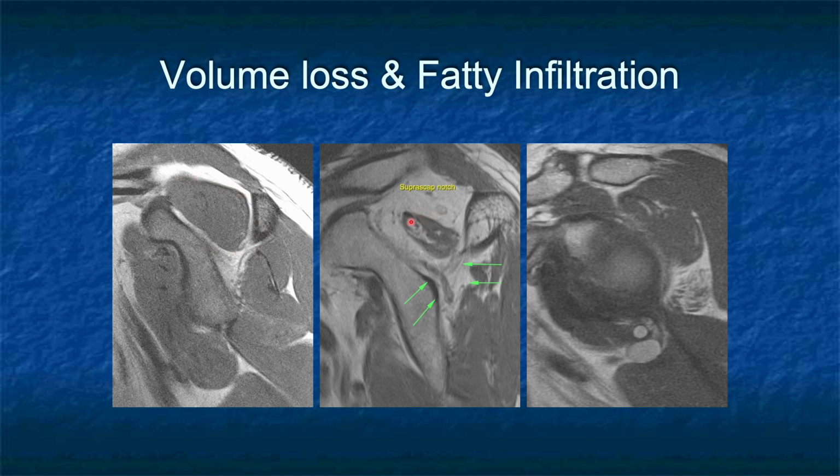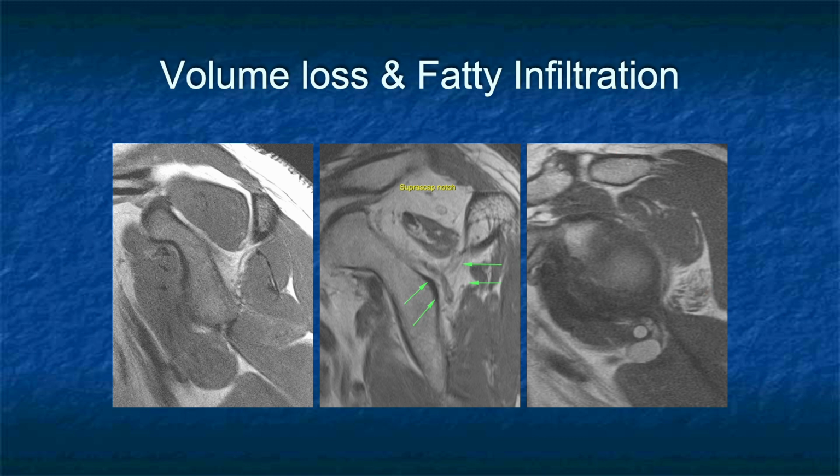In this case, you can see the muscle mass has reduced quite a bit. So this is what we would typically call volume loss. On the other hand, this is the supraspinatus. If you look at the teres minor here, the muscle mass is pretty good, but you can see that there's fatty infiltration or this marbled appearance inside this teres minor. So that is called fatty infiltration.